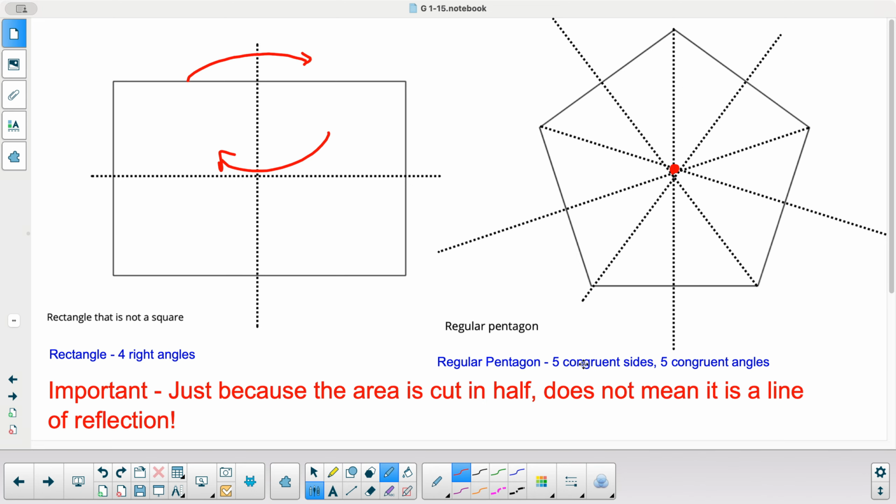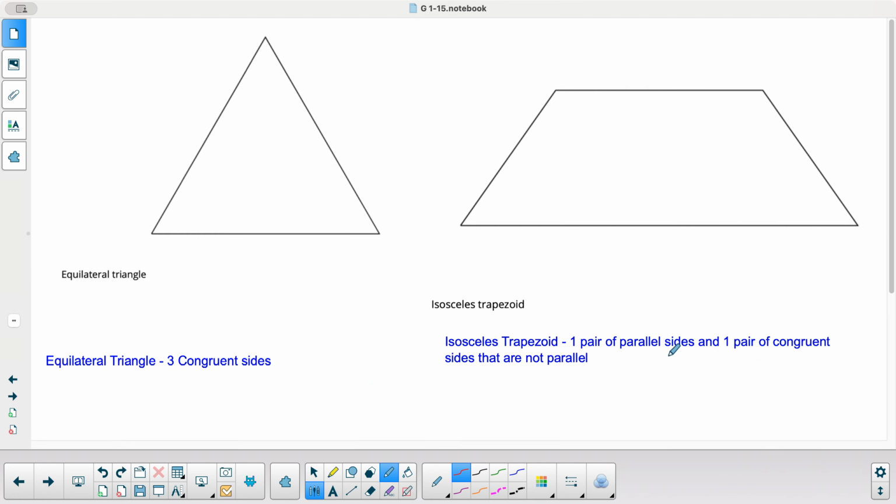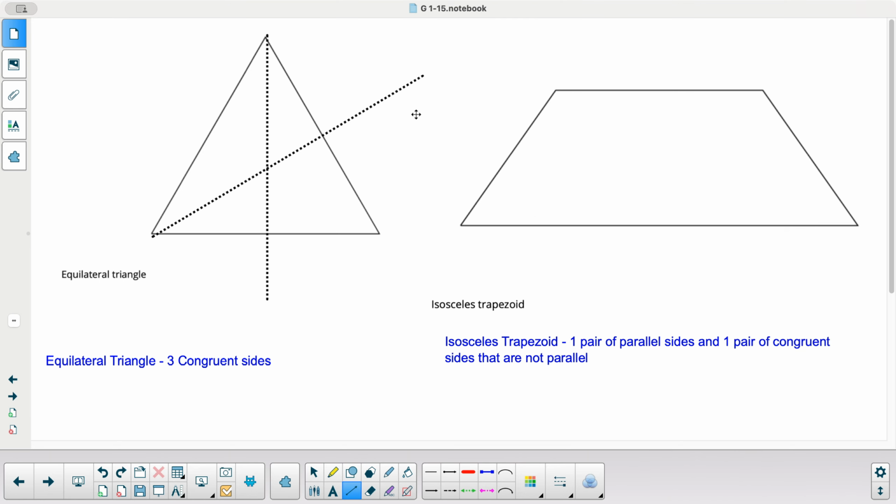A regular pentagon, I also put the definition here. Remember, regular means that you have congruent sides and congruent angles. Equilateral triangle, that will have 3 lines of symmetry right through there. All right, basically the height of the triangle, okay? An equilateral triangle has 3 congruent sides.